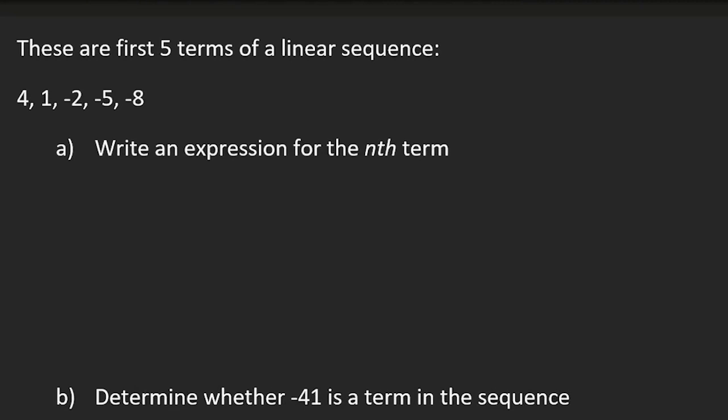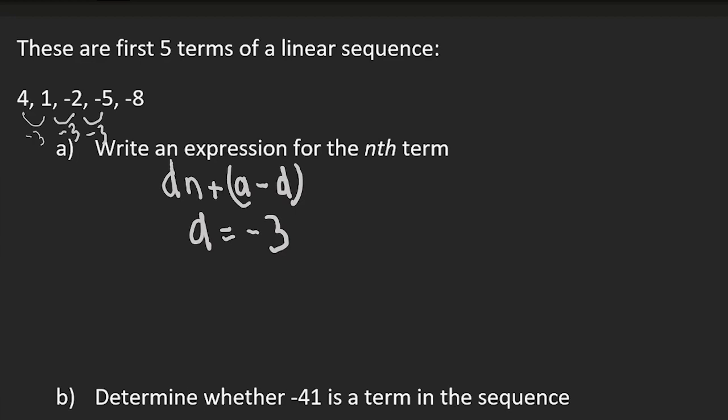Now here's another question. These are the first 5 terms of a linear sequence: 4, 1, negative 2, negative 5, and negative 8. Write an expression for the nth term. As always, we would write the general format first, dn plus a minus d. Then we would find our d value, which in this case is negative 3, because the sequence is getting smaller by 3. So d is negative 3. And then a is just the first term, so a is 4.